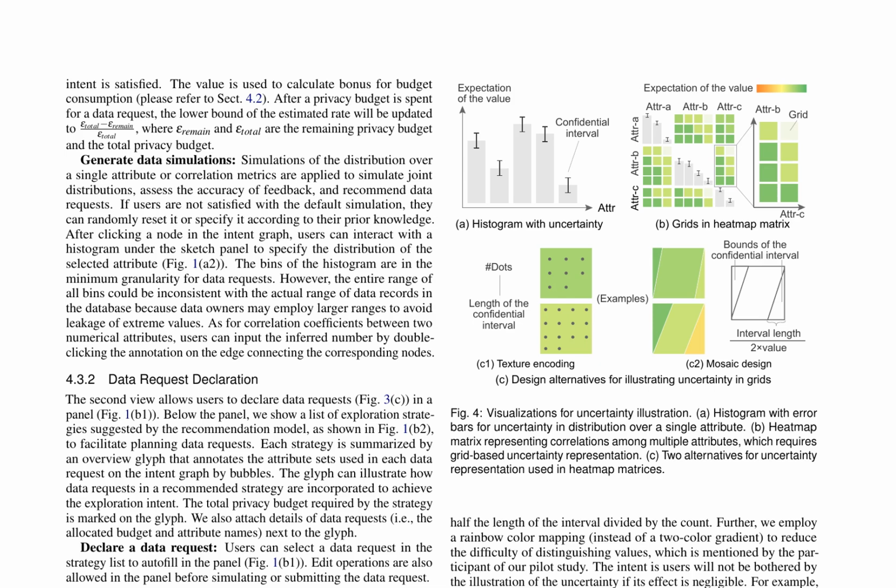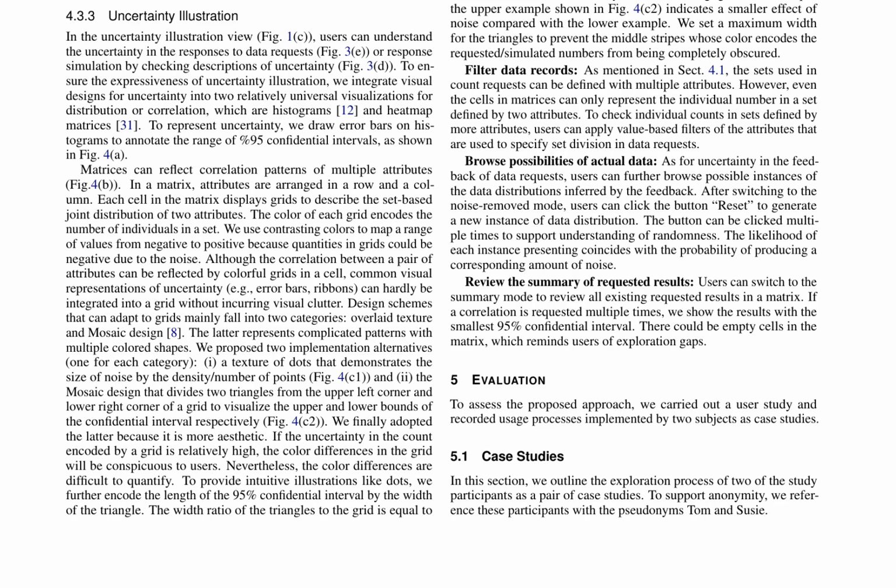The system integrates visual designs for uncertainty into histograms and heatmap matrices. Histograms display error bars to annotate the range of 95% confidential intervals, while heatmap matrices use a mosaic design to represent uncertainty. This design divides two triangles from the upper left corner and lower right corner of a grid to visualize the upper and lower bounds of the confidential interval, respectively.